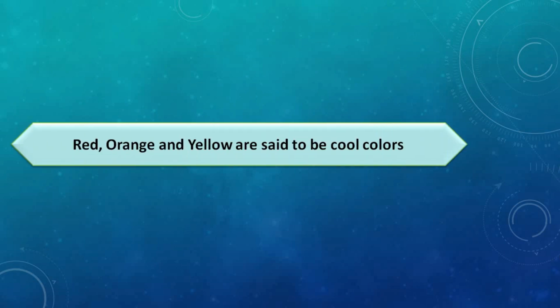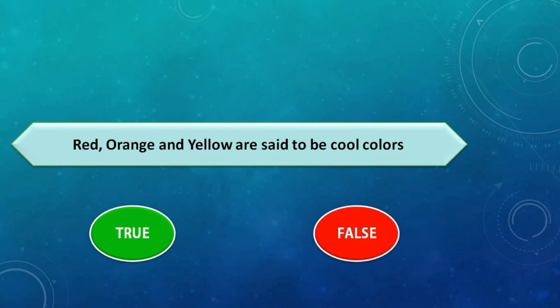Red, orange and yellow are said to be cool colors. True or false? The answer is false. Red, orange and yellow are said to be warm colors. So the answer is false.